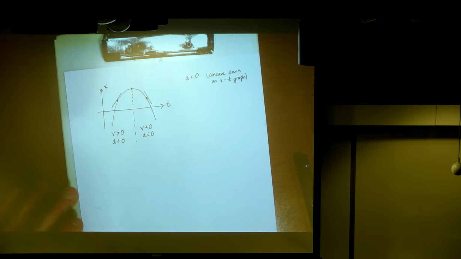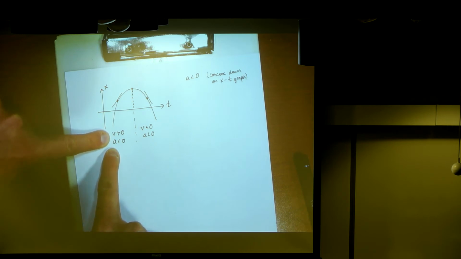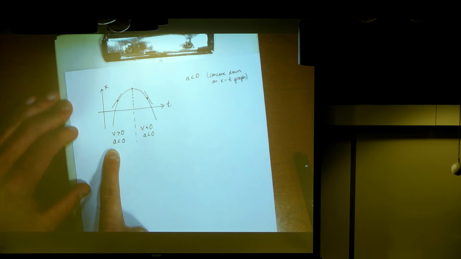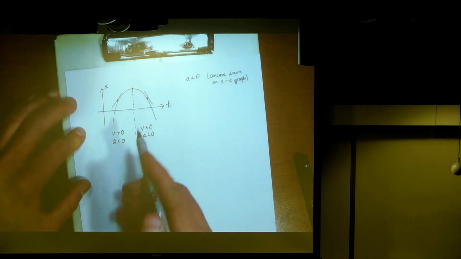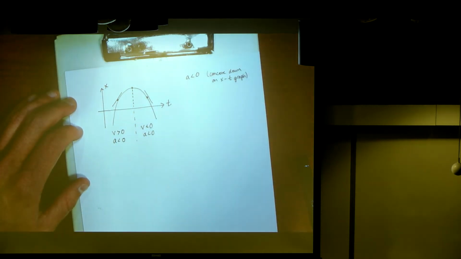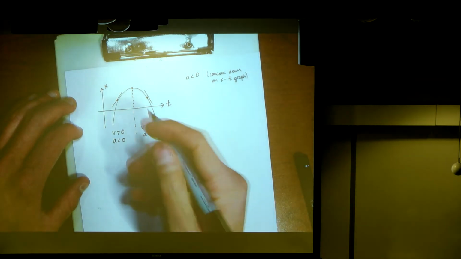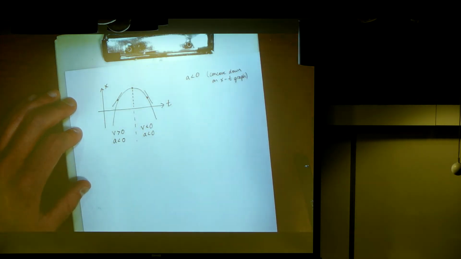Now, on this side, what would we say is happening? Is this object speeding up or slowing down? Actually, it's slowing down, because remember, the sign of velocity, whether it's positive or negative, has to do with which way you're moving, the positive direction or the negative direction. But how steep the slope is has to do with your speed, how fast you're moving.